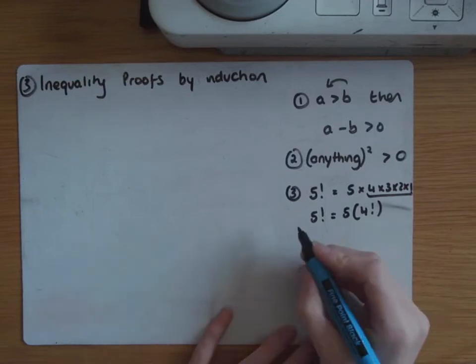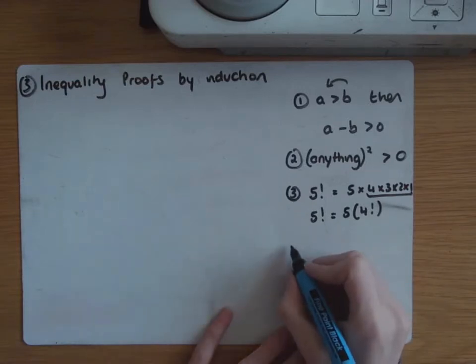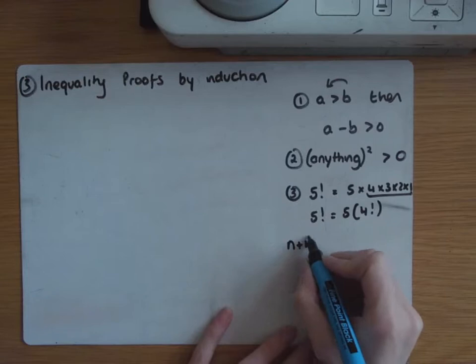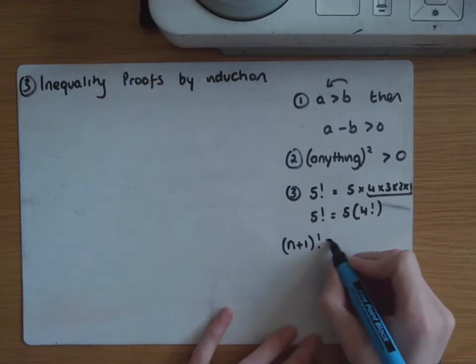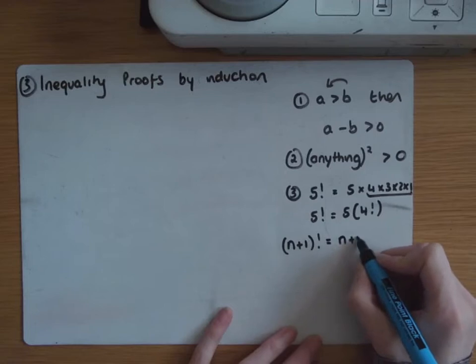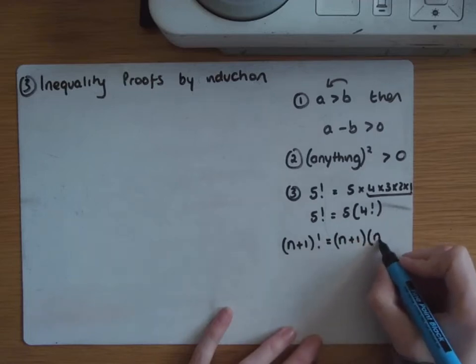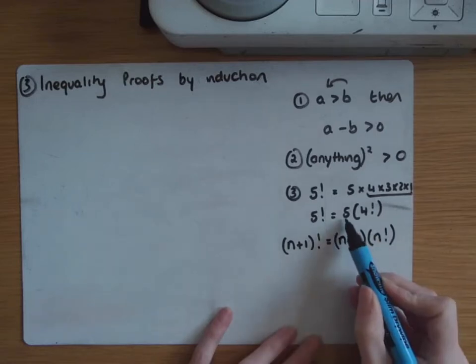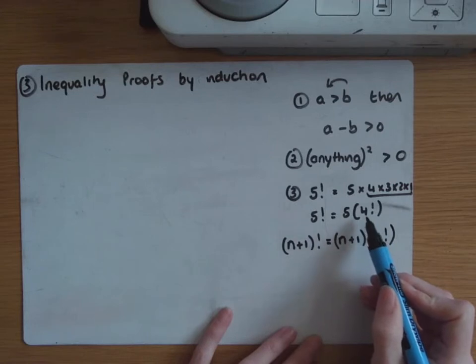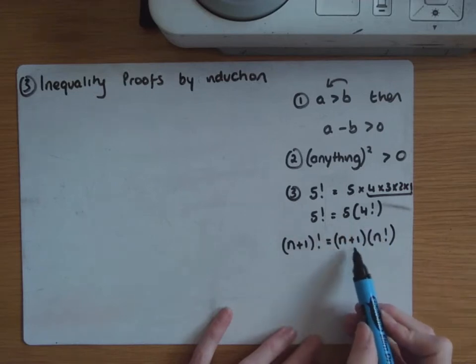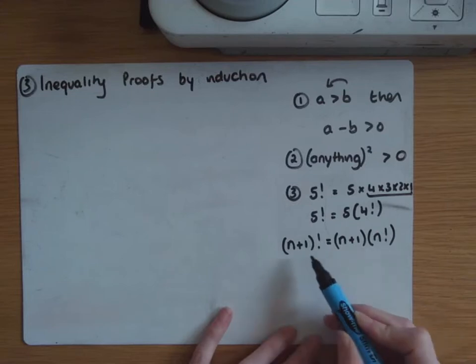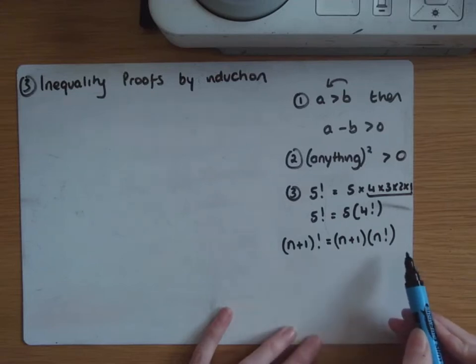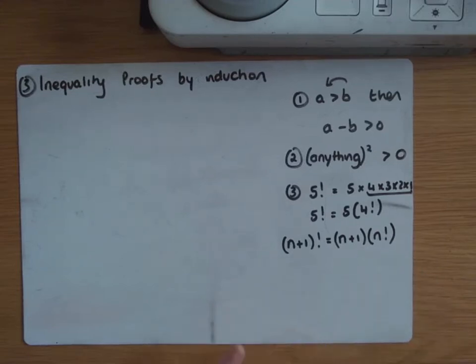Now this becomes important if we have, for example, n plus 1 factorial. Well, n plus 1 factorial is n plus 1 by n factorial. Here it's 5 and then you reduce it by 1. Here it's n plus 1, so when you reduce it by 1 it just becomes n. So that's going to be important in one of our examples. Just remembering what factorial means.